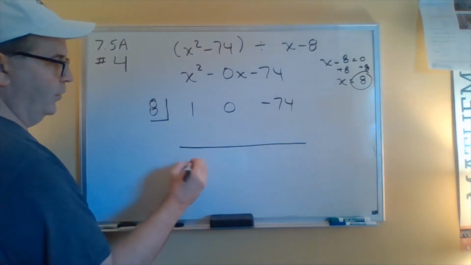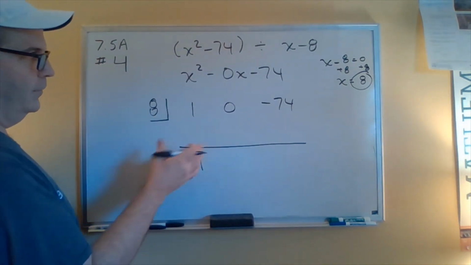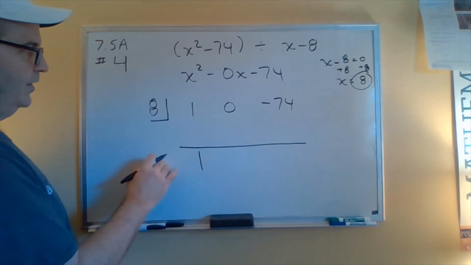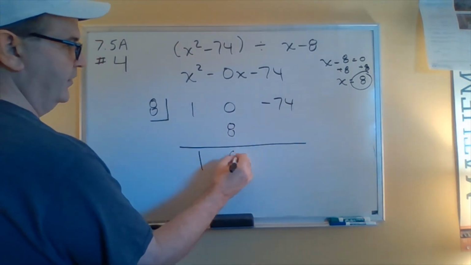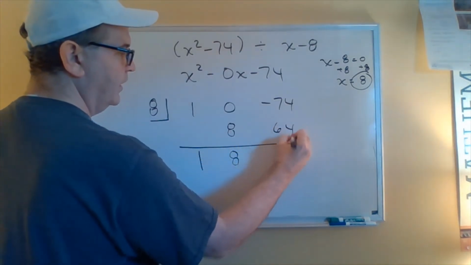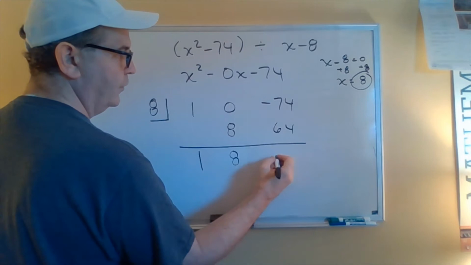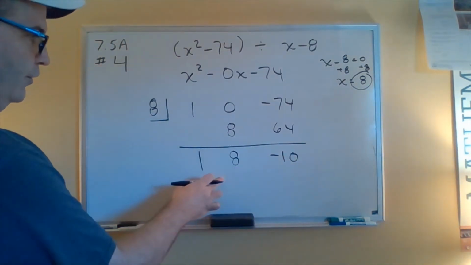So I'm going to carry my 1 down. Now I'm going to do my multiplication and addition alternating process I've been using. So 8 times 1 is 8. 0 plus 8 is 8. Now I'm going to multiply 8 times 8 is 64. And when I add negative 74 and 64, I get negative 10. So these here are my new coefficients.